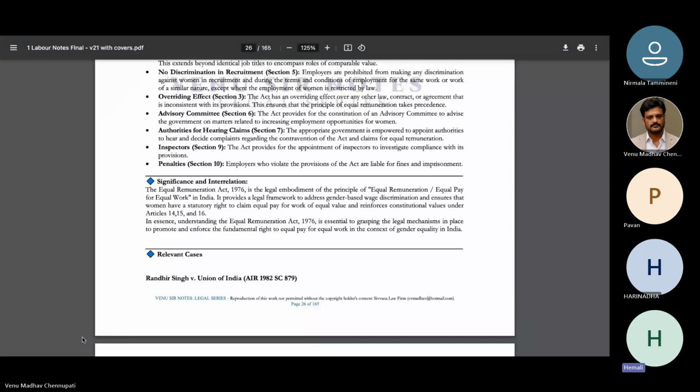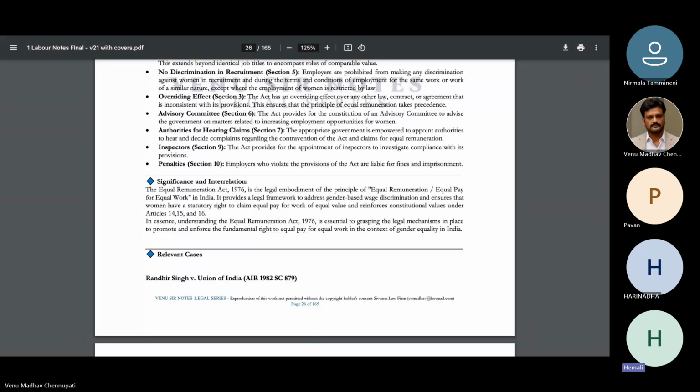Overriding effect, Section 3. The Act has an overriding effect over any other law, contract, or agreement that is inconsistent with its provisions. This ensures that the principle of equal remuneration takes precedence.